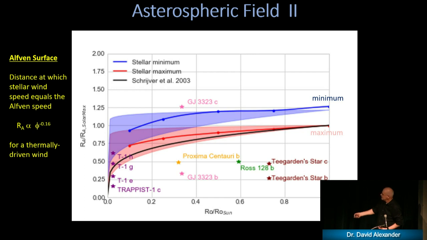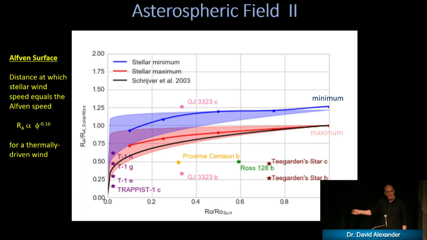So here's the sun. This is all scaled relative to the sun. So if you were to put the sun's Alfvén surface on here, you're up here. The Earth is 10 times the distance of this Alfvén surface. So if this was the sun's Alfvén surface, the Earth is a couple of stories up. So we're way outside this thing.